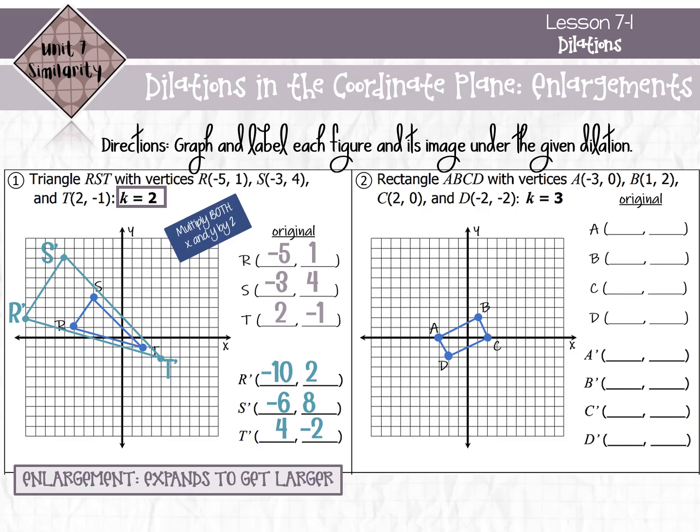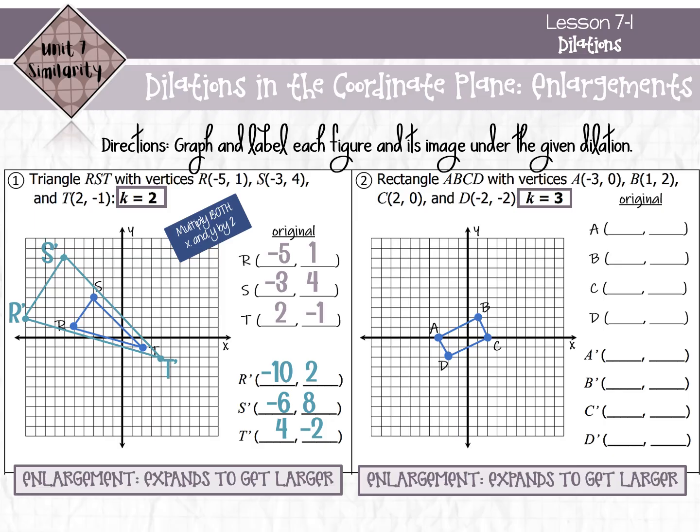Number 2 is a rectangle, ABCD. Its vertices are at A (-3, 0), B at (1, 2), C at the point (2, 0), and D at the point (-2, -2). k is 3, so we're enlarging again. It's expanding to get larger. Our original points, just to get them all organized, it's already graphed there for you. It's listed up above. But to get our enlargement, we need to multiply both the x and the y by 3. So I think it's easier when they're all lined up like that.